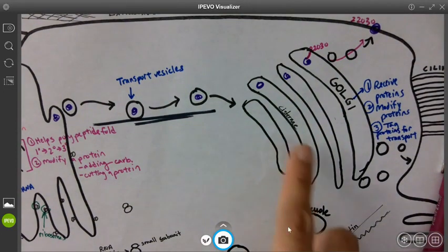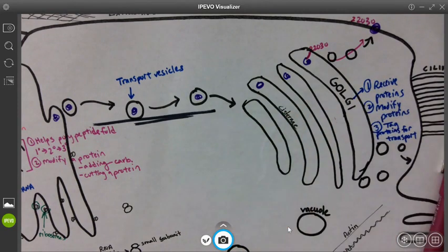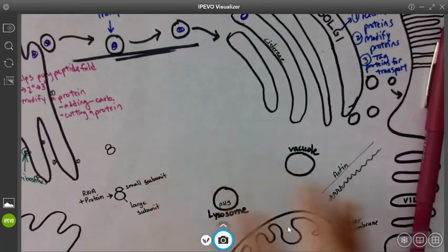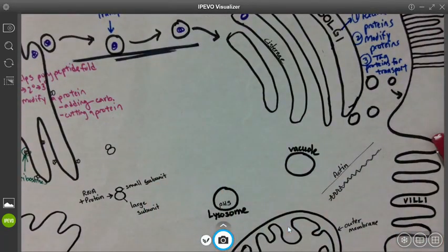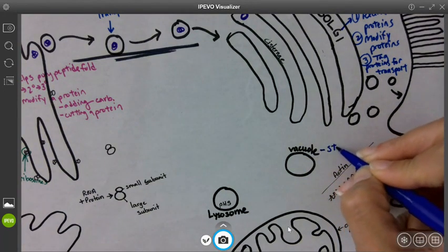The Golgi has two sides, the cis side and the trans side. Now, sometimes we need to store proteins. We need to store other structures in the body. That's what the vacuole is used for. The vacuole is used for storage.